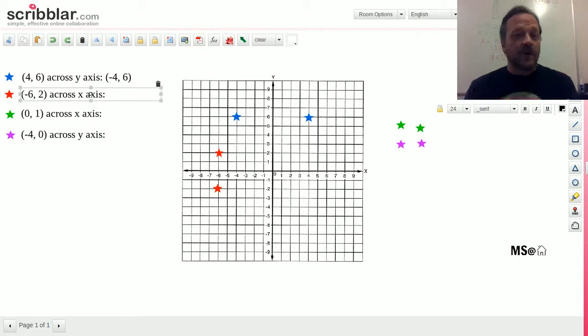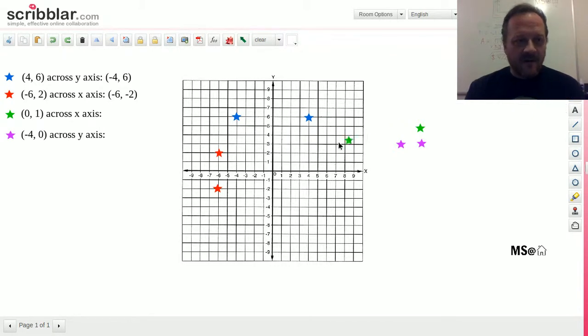So what's the new point? And notice that I'm not expecting the negative 6 to change at all, right? It's staying in the same place in terms of x. But the one thing that really did change was the y value. The y value is now the opposite of what it originally was. Okay? Try the next one.